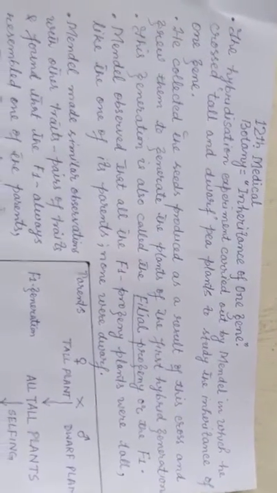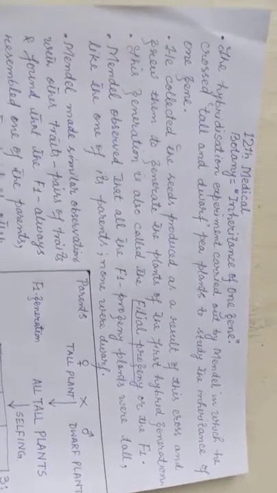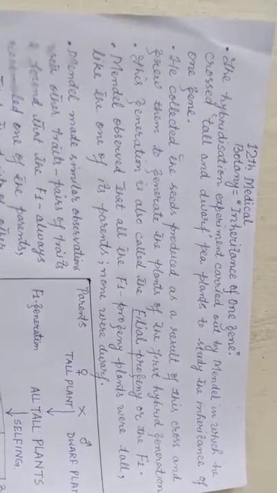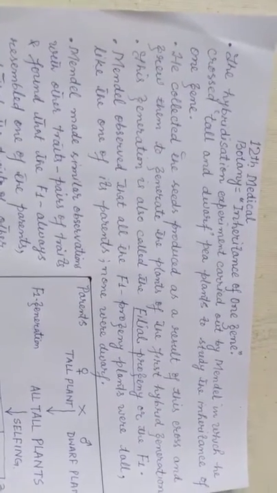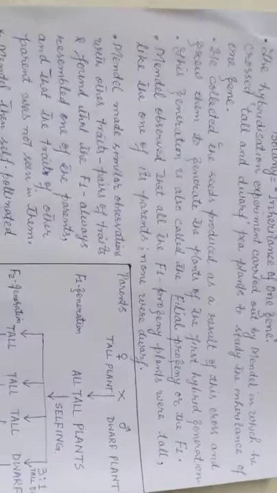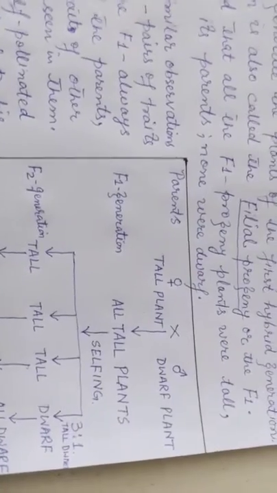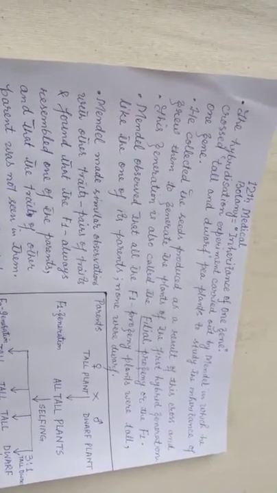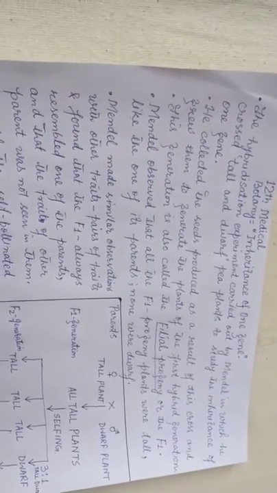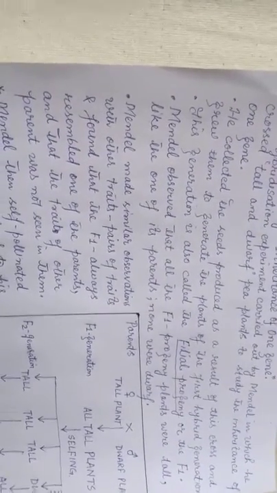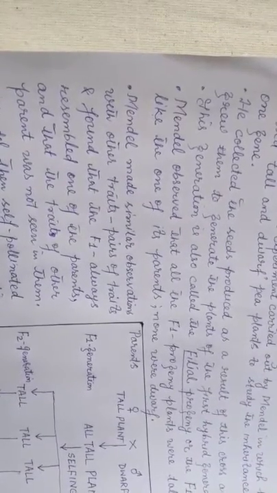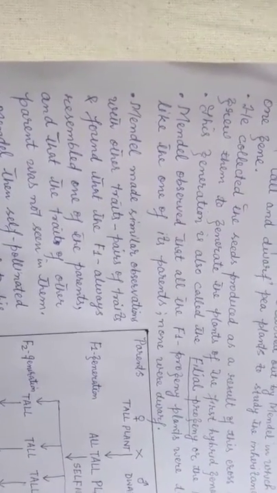None were dwarf. Now you must try to understand this. He crossed tall with dwarf, and the result was the F1 generation, in which all the plants that were produced were tall plants. All plants were tall. Mendel observed that all the F1 progeny plants were tall, like one of its parents. None were dwarf. And Mendel made similar observations with other pairs of traits, to confirm whether this would be true for other traits also.